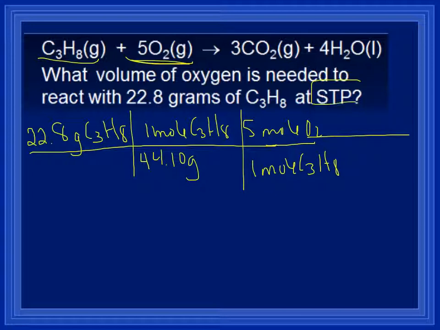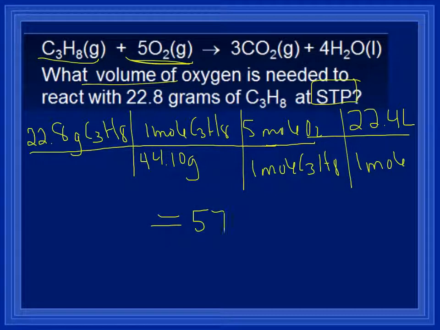Again, because we're at STP and it wants volume, we can use the fact that in 1 mole there is 22.4 liters. And then we're ready to use our calculator and do the math. By multiplying and dividing, you should come up with 57.9 liters. Check your work and see if you get the same answer. Again, this is gas stoichiometry, converting from one gas to another at STP.